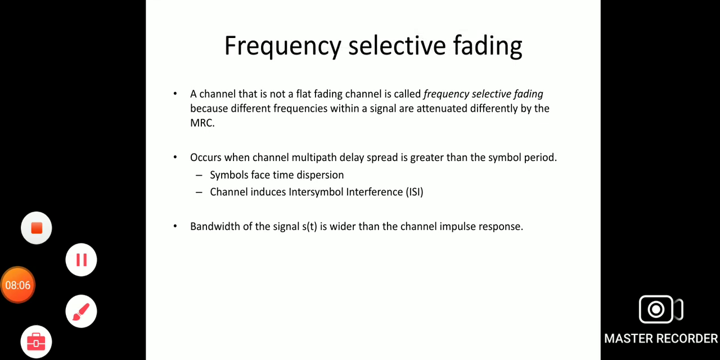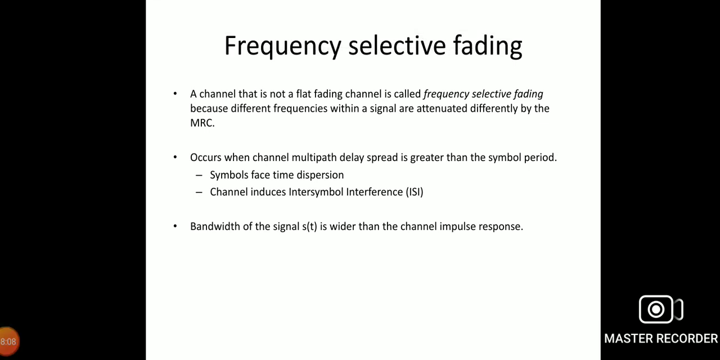Now we can move to Doppler spread. Based on Doppler spread, there are two different types: fast fading and slow fading. Fast fading and slow fading depend on the coherence time period and also the Doppler spread.